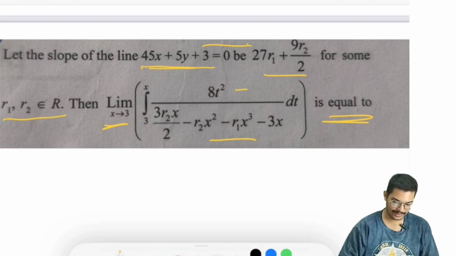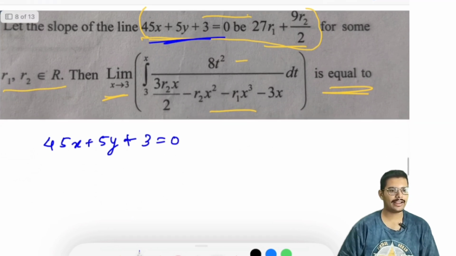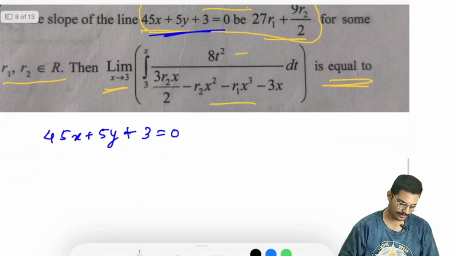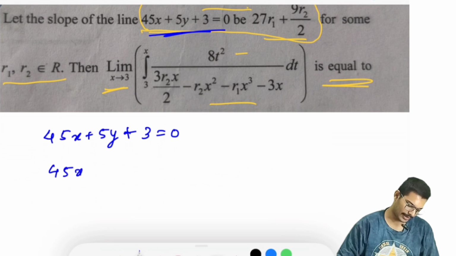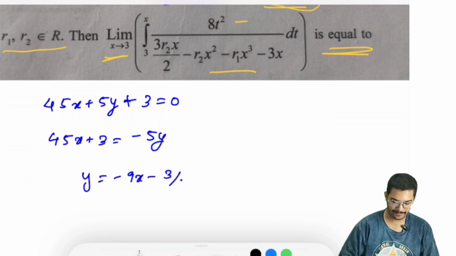First of all, we can connect these two conditions. We have a given line. What is the line? 45x plus 5y plus 3 equal to 0. From here we can write it in the form y equal to mx plus c, which will be 45x plus 3 equal to minus 5y. When you divide through by minus 5, you will get y equal to minus 9x minus 3 by 5.